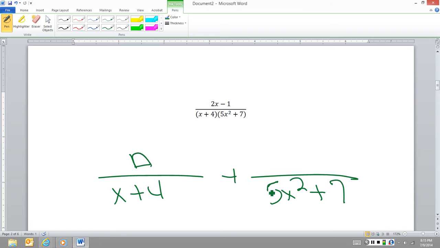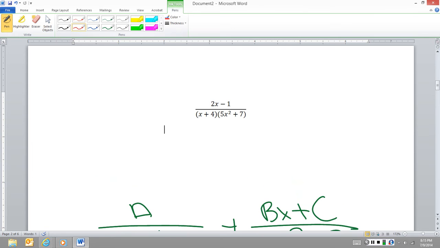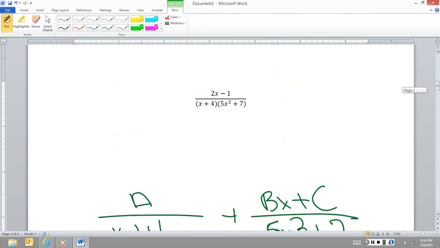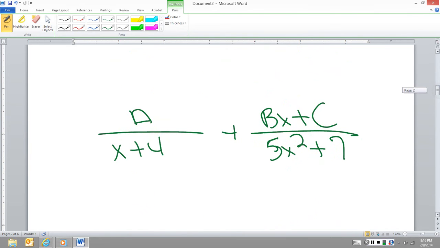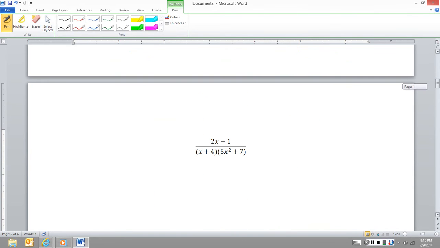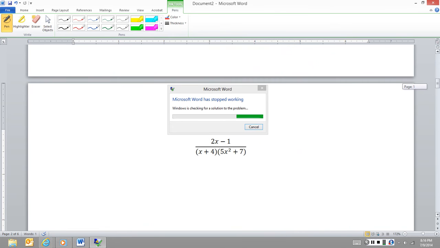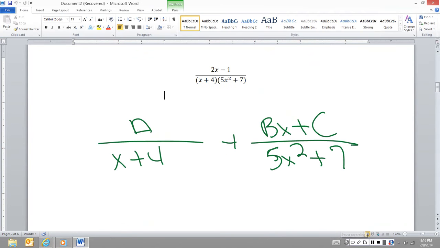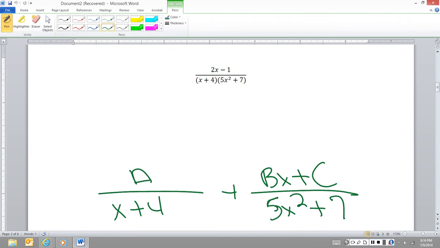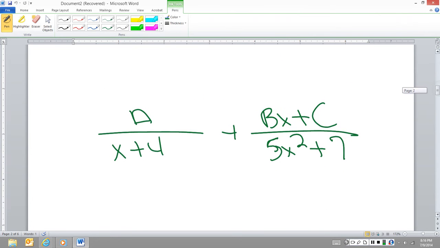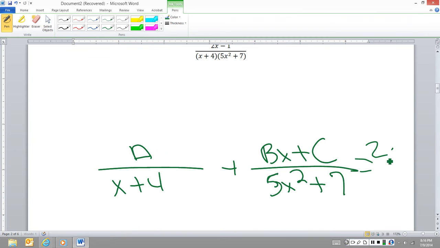So this is A, but now this here, instead of being just B, is going to be Bx plus C. And anytime you have an x squared in the bottom, you're going to have to do this, where you add in an x in the numerator, and it's going to make it a little bit more complicated. And this whole thing equals 2x minus 1 all over everything.